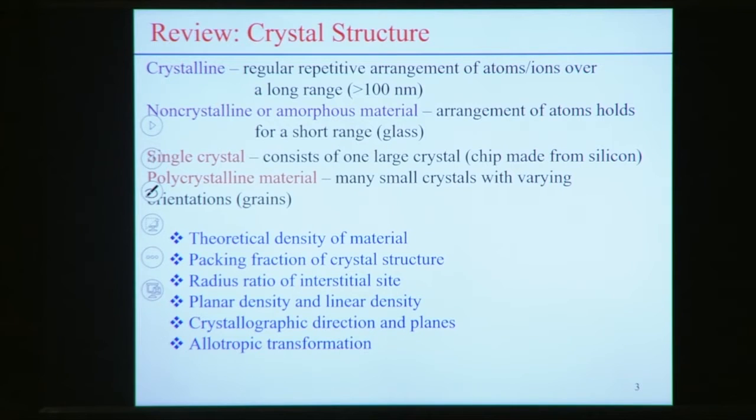Last was the allotropic transformation. One single material can exist in different types of crystal structure depending upon the condition, such as the temperature range, and that transformation indicates that when there is a change of the crystal structure from one to another, for example BCC to FCC or vice versa, it must be accompanied by a change of volume, because the arrangement of the atoms changes when the crystal structure changes from one to another.